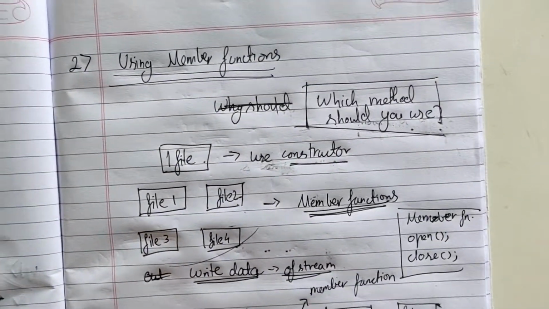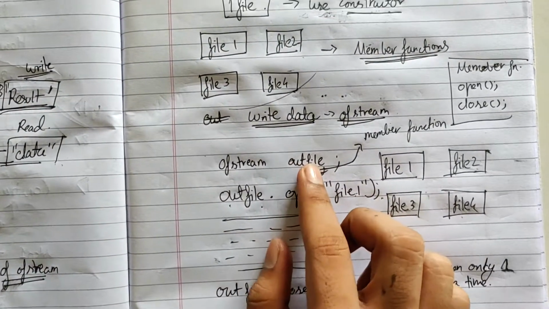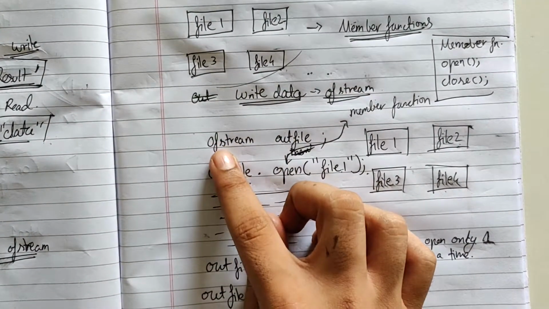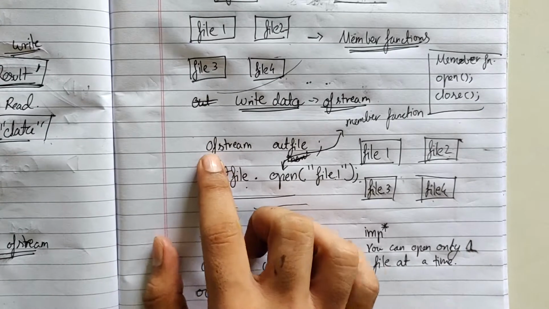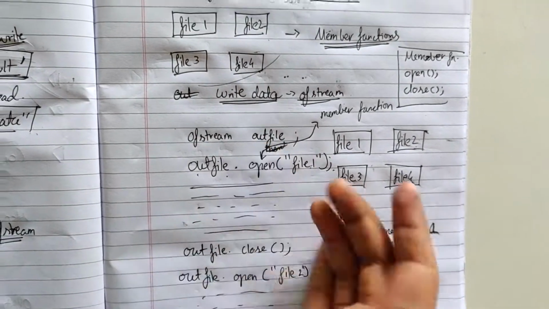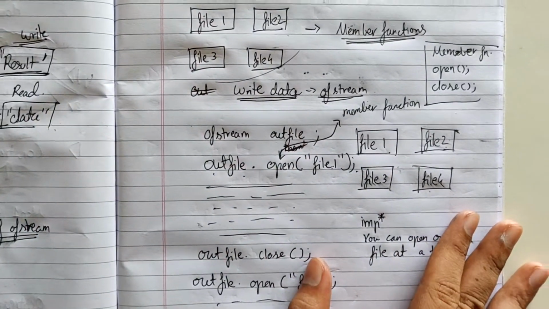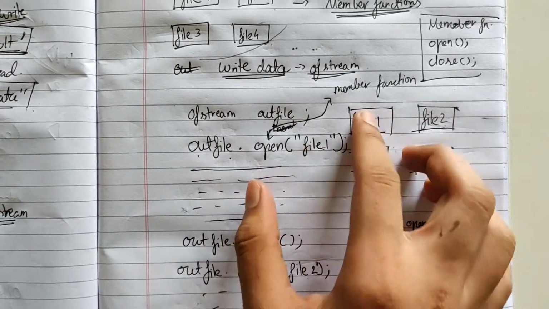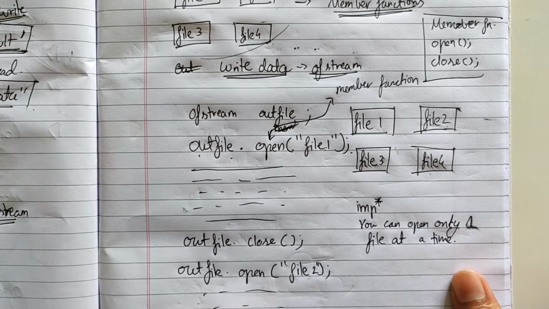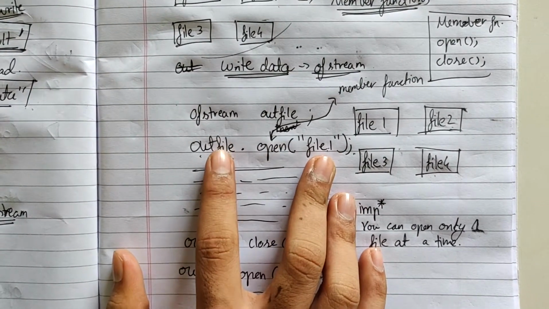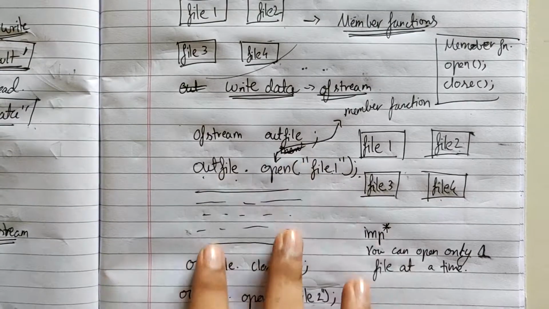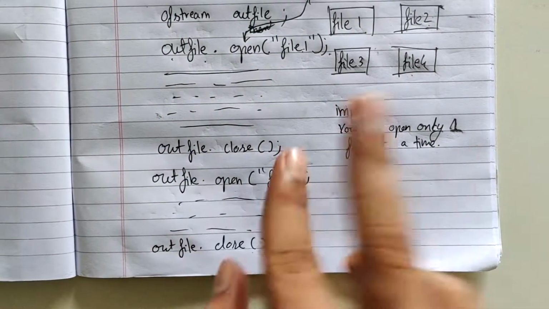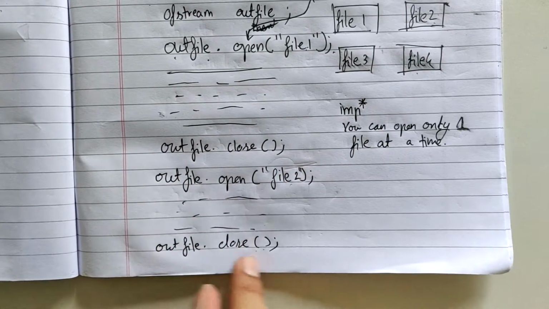And to use the member function method, you simply create an object of the thing you want to do. If you want to write data, you create ofstream outfile. If you want to read data, you create ifstream infile, or whatever you want to name the object. It is completely your call. And then you create file 1, 2, 3, 4, which are already in the folder which you made the program in. To open the file, you write the object first, outfile.open file 1, which will open file 1. You work on file 1, you close it, and then you open file 2. You work on file 2 and you close it. That's it. We'll continue in another video.